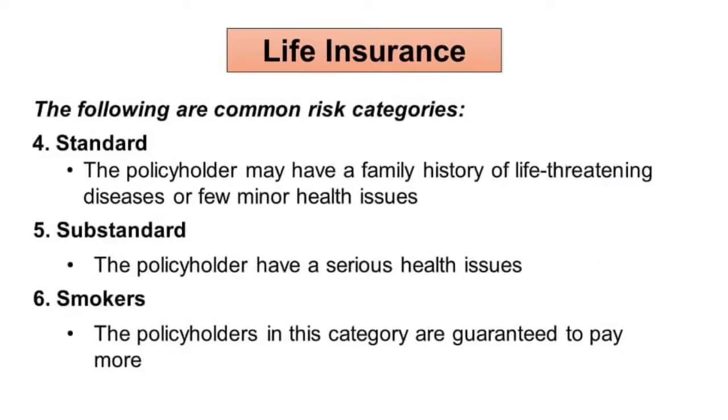Next one is called the standard. The policyholder may have a family history of life-threatening disease or a few minor health issues. So you have a less ideal height to weight ratio and average life expectancy based on your medical history. You will see higher life insurance premiums in this class, but you're still able to get insured.